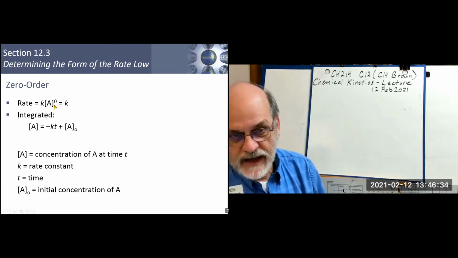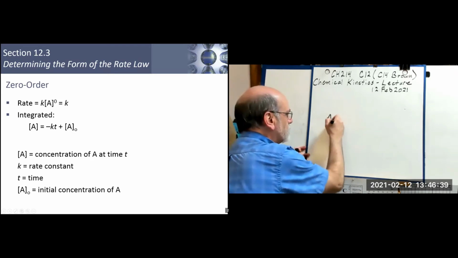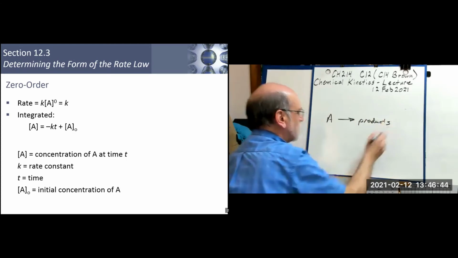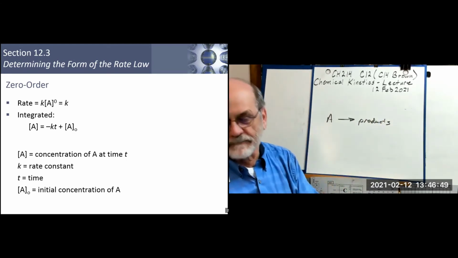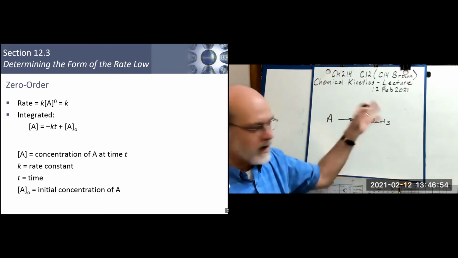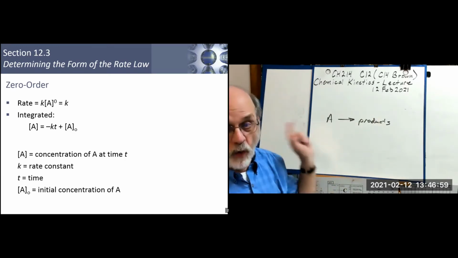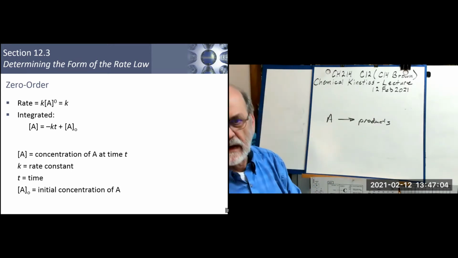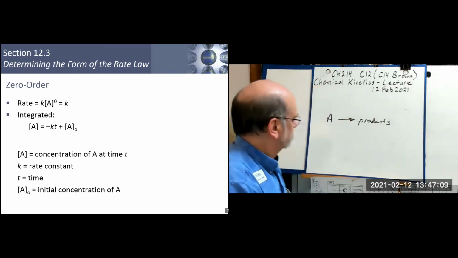So in that case, we're saying this reaction is only A yields products. That's it. That's the only reactant. So what does that mean? Well, it has to decompose into products, or it has to change some way, but we only have one reactant that we're focused on. Okay, so the first type is zero order.